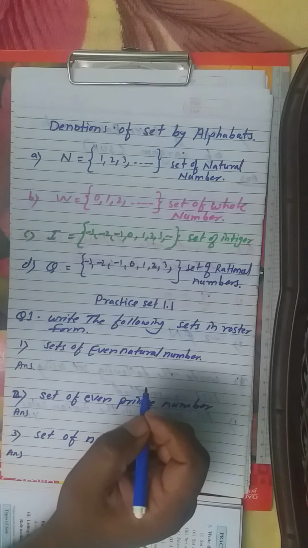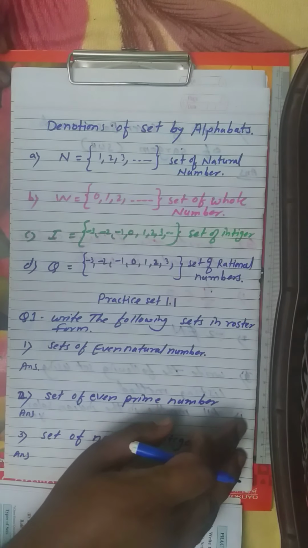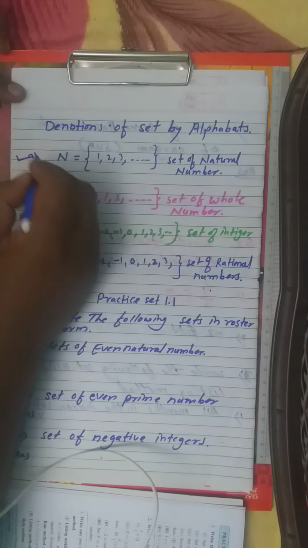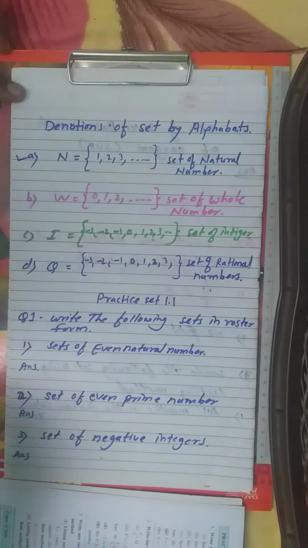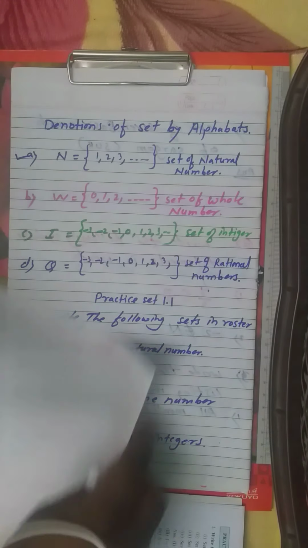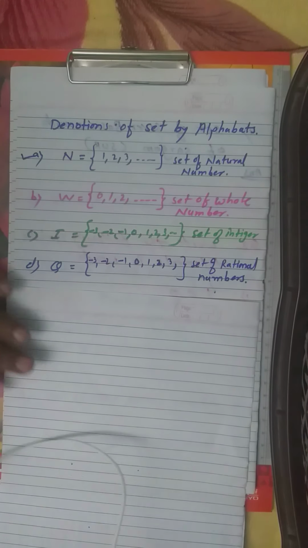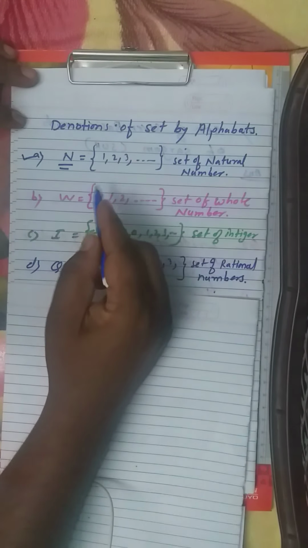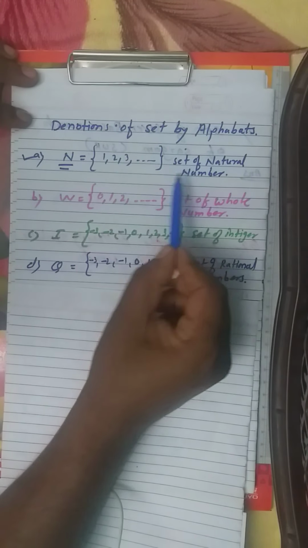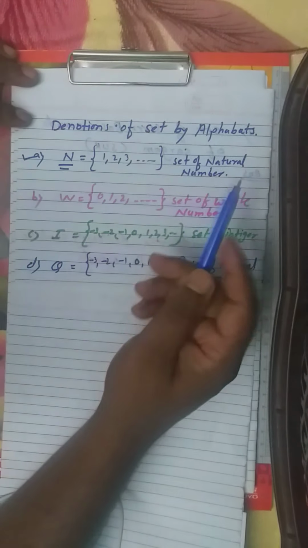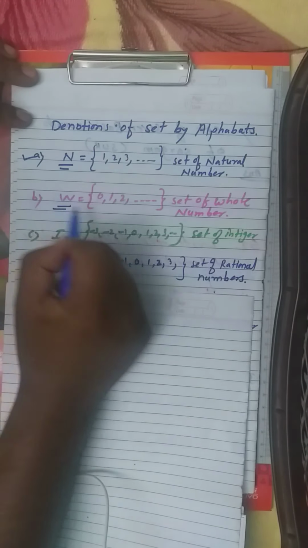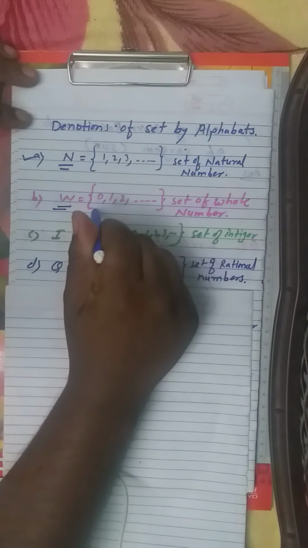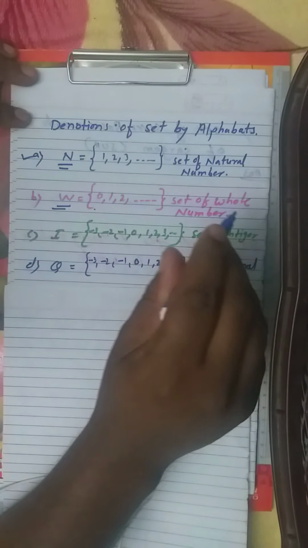Now dear students, we have to see another thing, that is denotation of the sets by alphabets. First set we can denote by A. Now in denotation, capital N represents the set of natural numbers. They start from 1, 2, 3 and so on. Now we are seeing here W is written. That W means the set of whole numbers: 0, 1, 2, 3, 4, and so on.